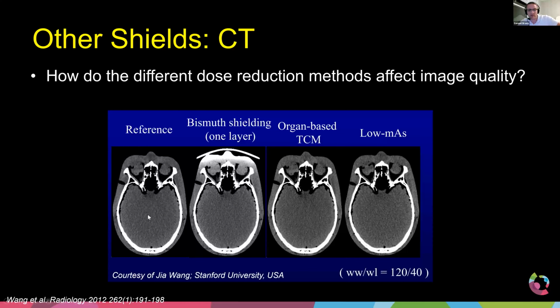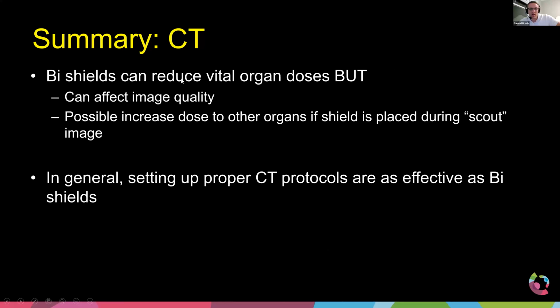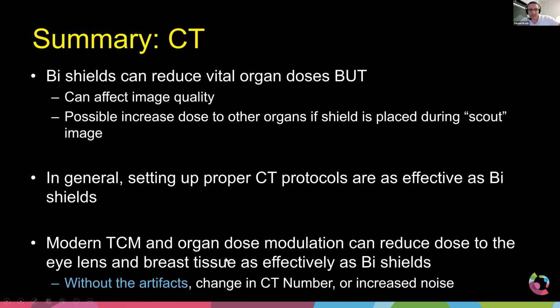Here you can see image quality. This is a phantom, no shielding, standard imaging, but now organ dose modulation. So the MA is reduced here anteriorly. And then if you dial in a lower MA, the overall image quality, I would argue, here in the globes is the same. If anything, it's actually a negative when you put the bismuth shield on. And the same can be shown for the chest. All right, so in general, setting up a proper CT protocol is as effective as using bismuth shields.